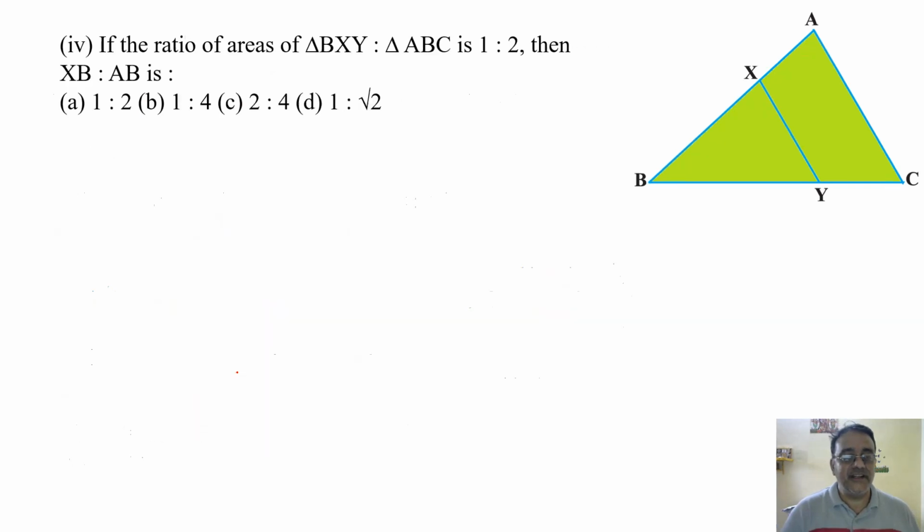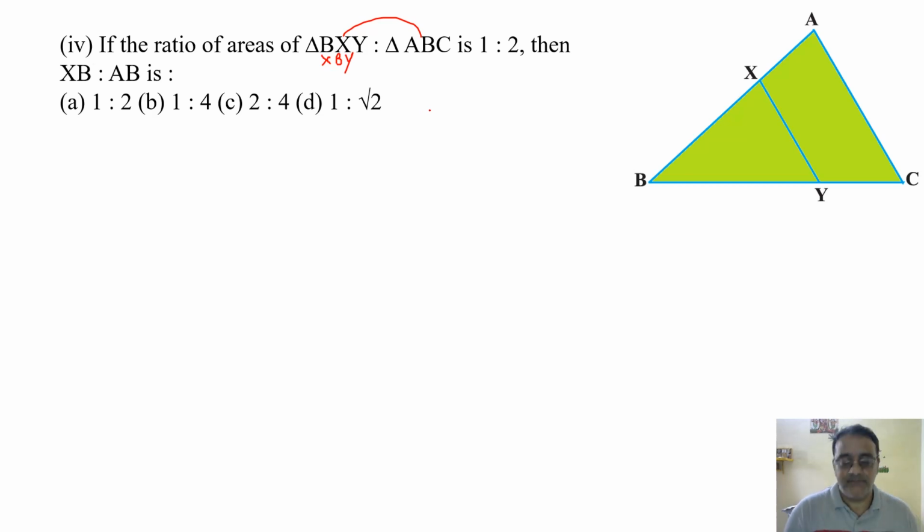Now we are moving toward the next question. If the ratio of areas of triangle BXY to triangle ABC is 1 to 2, then XB to AB is dash. So what we will do, first these two triangles are similar, okay. This should be XBY, no problem, XBY. The ratio of these two is 1 to 2, it is given, and the ratio of these two is AB square upon XB square.